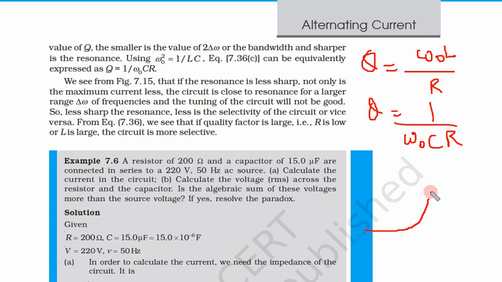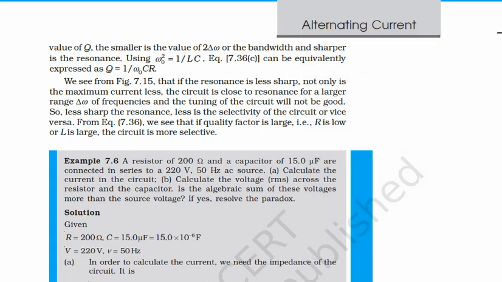The higher the quality factor, the sharper the resonance will be. That means the lesser the width will be. So for a further higher quality factor, what we get? A sharper resonance. This is a much sharper resonance. So in this way we get much more sharp resonance.